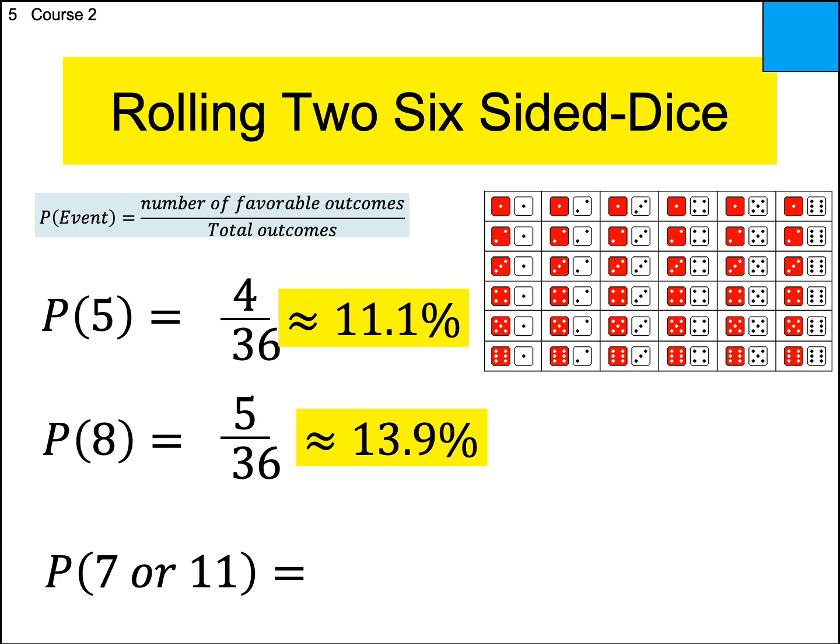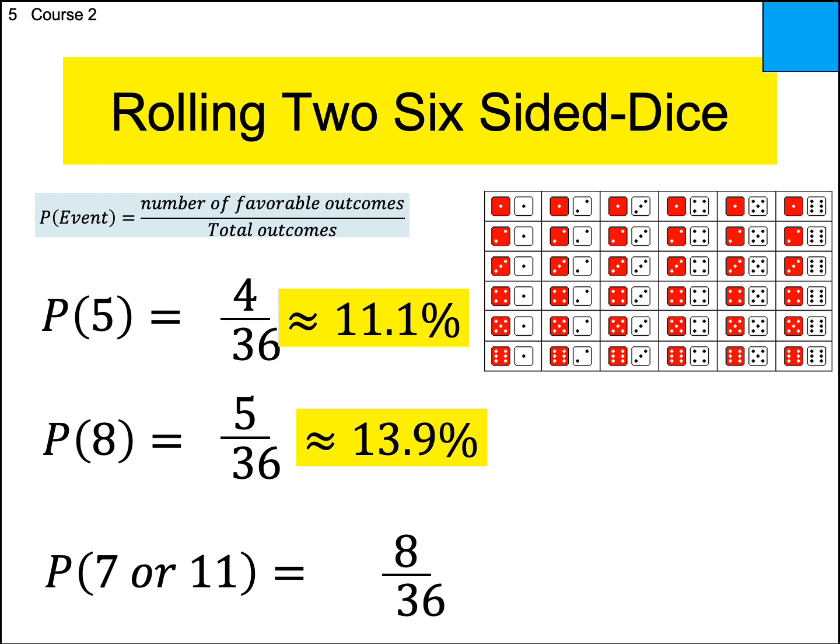2 or 5, or a 5 or a 2. 3 or a 4, or a 4 and a 3. There's your 7. How about 11? Well, let's see. 11 can only be gotten with a 5 and a 6, or a 6 and a 5. So I'm counting what? 8 different ways of getting a 7 or 11.